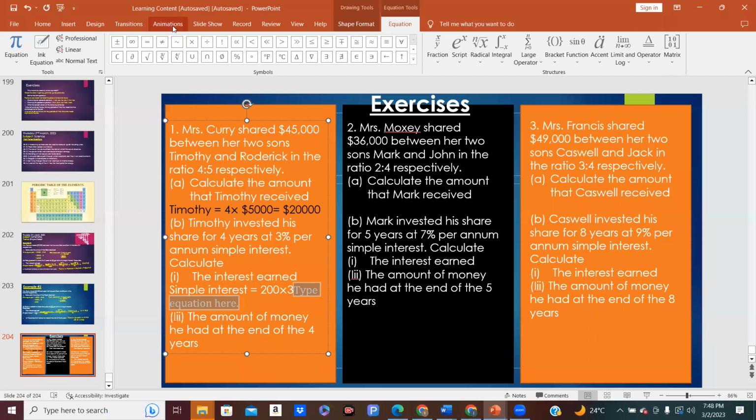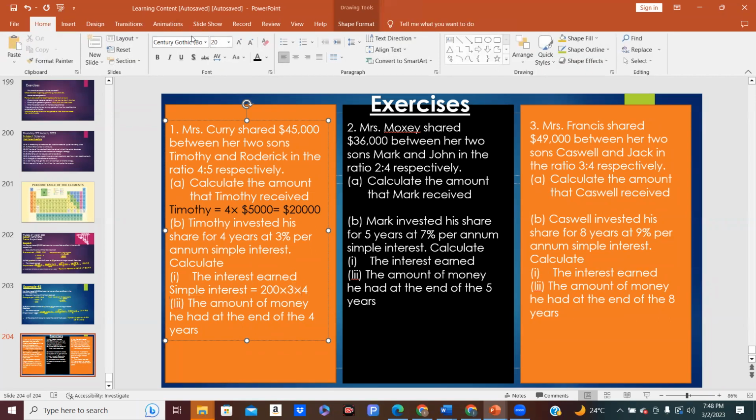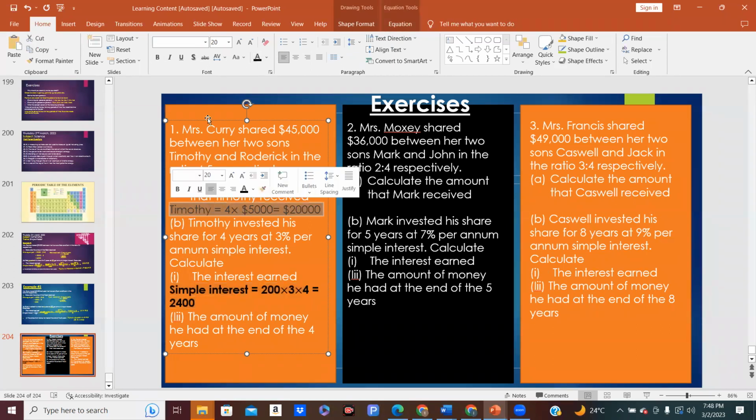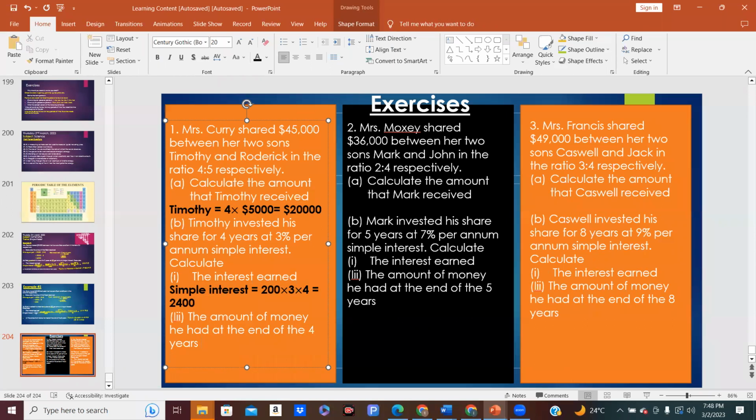Yes. Okay. That's correct. Now you want to get the amount of money he had at the end of the 4 years. So the total equals 20,000 plus 2,400, which equals 22,400. Very good. Did anyone else get 22,400?